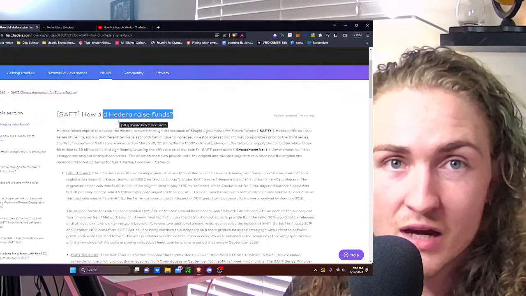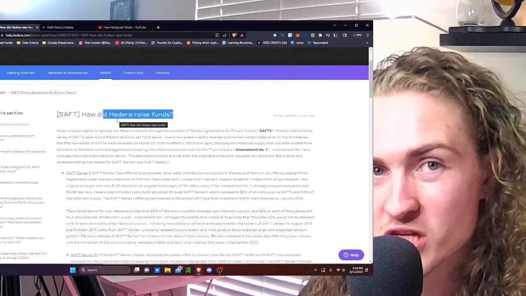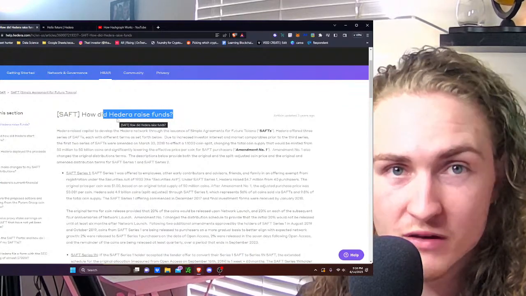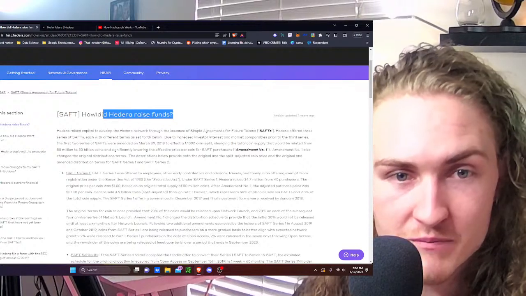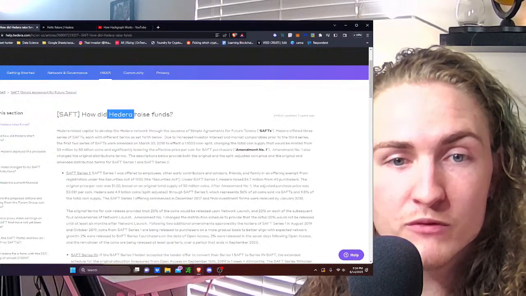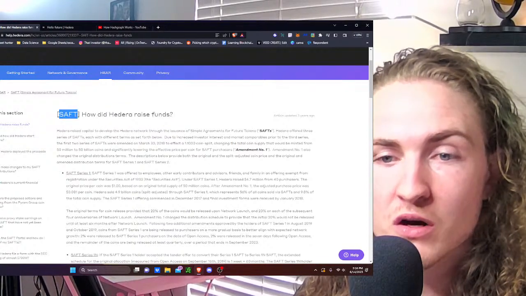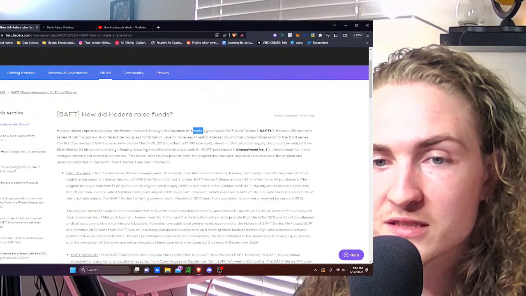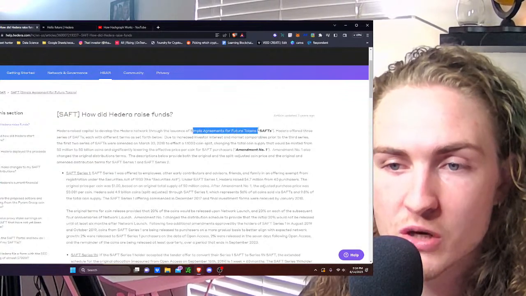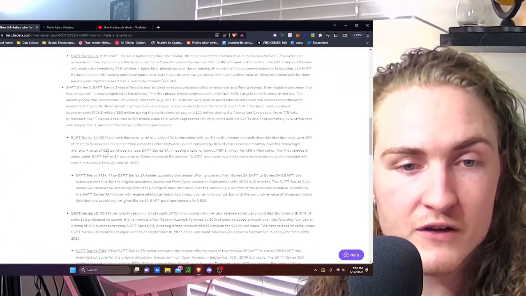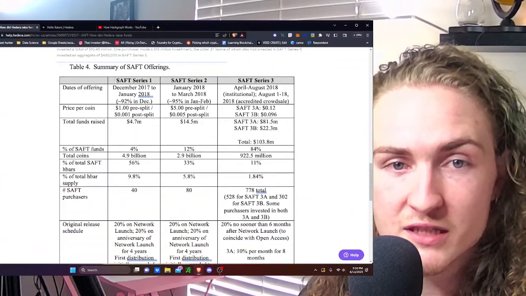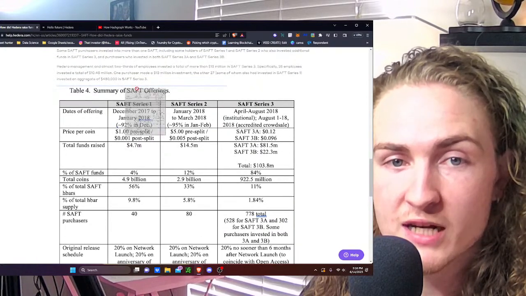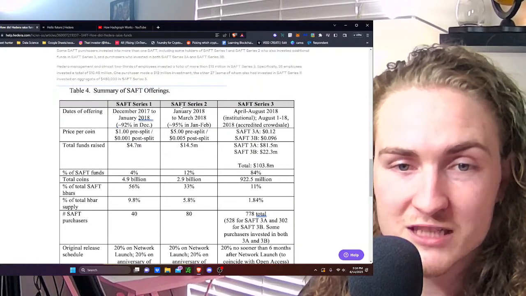When Hedera, the company that has patented the technology that HBAR runs on top of, Hedera Hashgraph, is patented by Hedera Hashgraph, the company, when they were raising funds, they were issuing something called a SAFT. A SAFT is a simple agreement for future tokens. They offered many SAFTs across 3 series of fundraising. These are investment contracts. SAFTs are investment contracts.